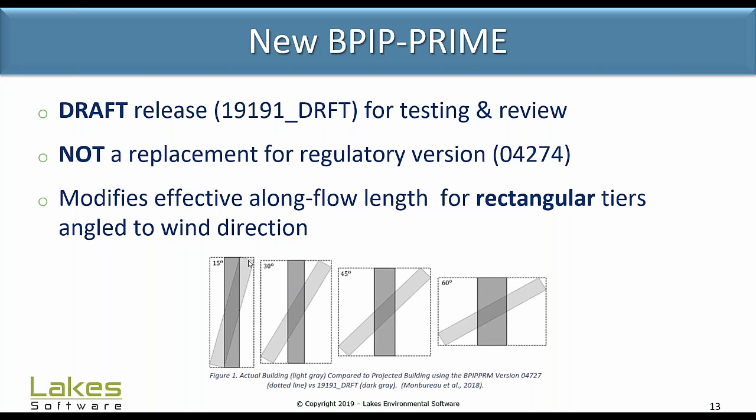The dotted line surrounding those different use cases is how the current BPIP-PRIME projects the along flow length of those buildings. You can see it's quite large because of the way that it expands that along flow length. But the new BPIP-PRIME, this draft release, is actually this dark gray building is how that's going to be modeled. You can see how it grows a bit with each change in the wind direction, but it doesn't grow quite to the extent that the old BPIP-PRIME projected that along flow length, thus helping to improve the overall categorization of building downwash in those cases. So using this new BPIP-PRIME draft release with some of the new downwash formulation options in the model will help bring about a little more consistency and a little more accuracy, hopefully, to the model results.